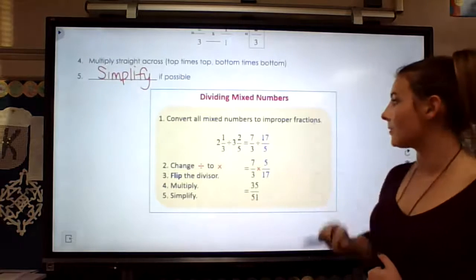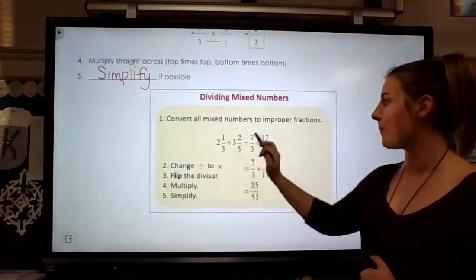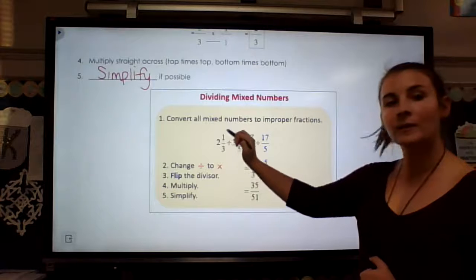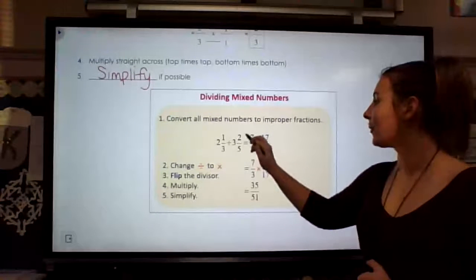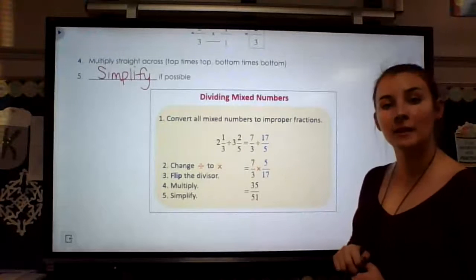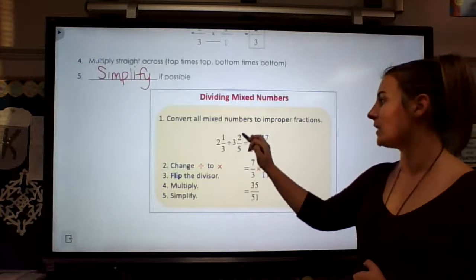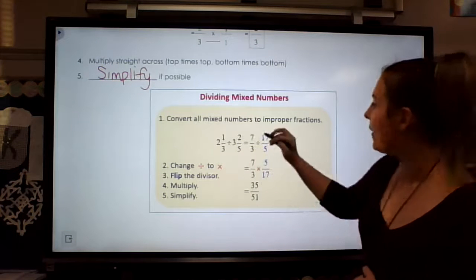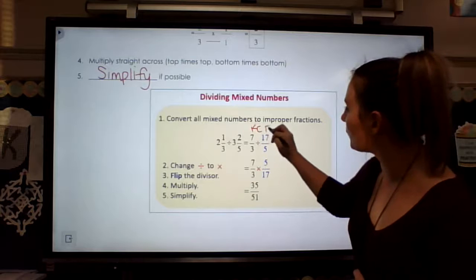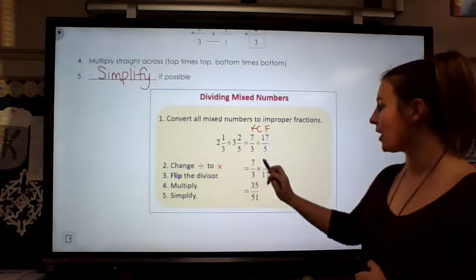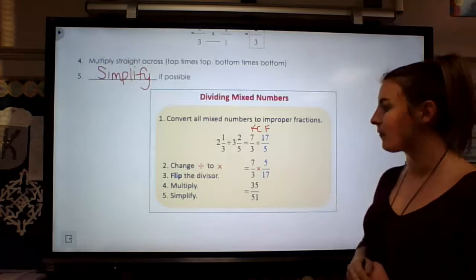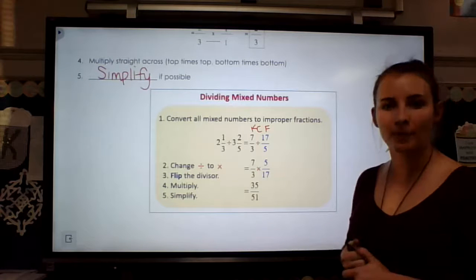First, you're going to make your mixed numbers improper. So 2 1/3 is 7 over 3. 3 times 2 is 6, plus 1 is 7. And 3 2/5 is 17 over 5. 3 times 5 is 15, plus 2 more is 17. Then you're going to do your keep, change, flip. So we keep 7 over 3. Change division to multiplication, flip our second fraction, and from there multiply and simplify.